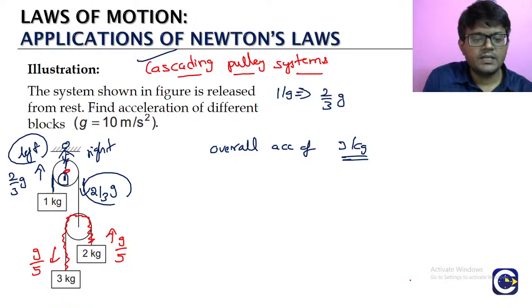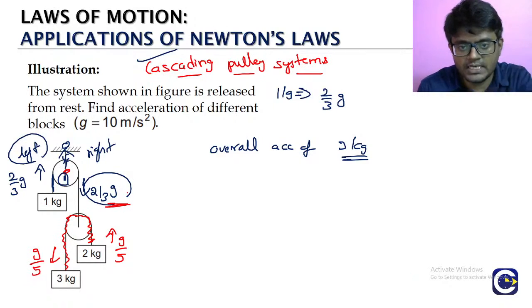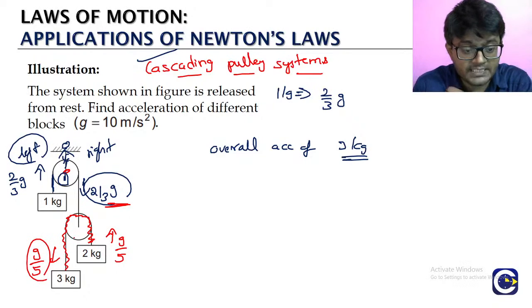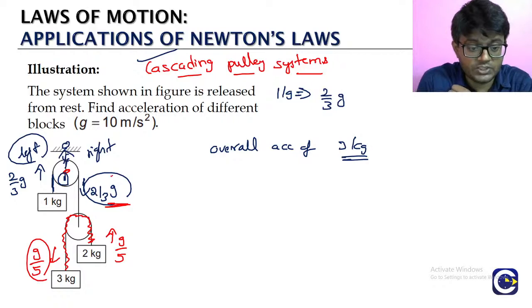The acceleration coming is what? 2 by 3 into g, because of the motion across the first pulley. And because of motion across the second pulley, what is it? g by 5. Both are in downward direction. You can check, this is also down, this is also down.